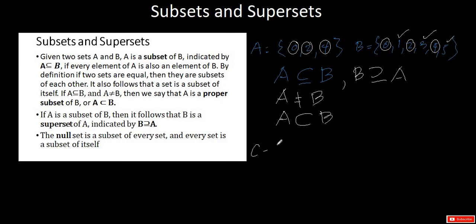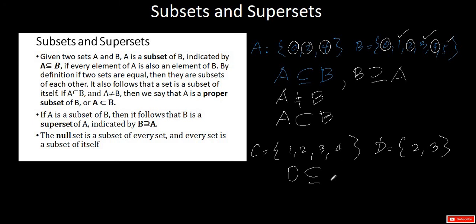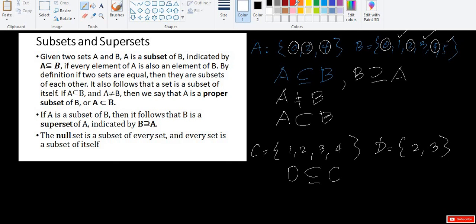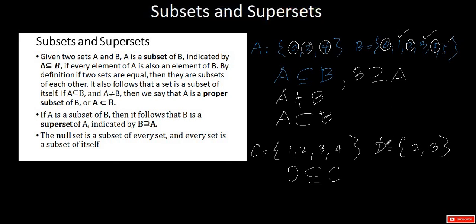Let's have another example. Suppose we have set C containing the elements 1, 2, 3, and 4, and we have set D containing the elements 2 and 3. Now, which of the two sets is the subset? Is it set C or set D? We have set D is a subset of set C. Why? Because every element of set D is also an element of set C. Let's check.